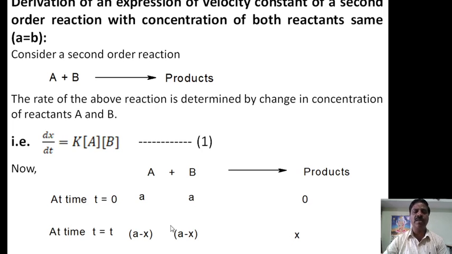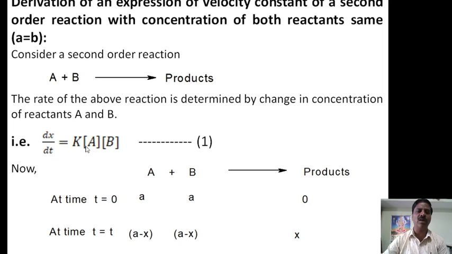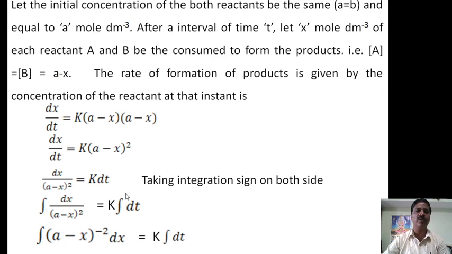This you have to explain. Therefore, after time t, the molar concentration of reactant A is a minus x and the molar concentration of reactant B is a minus x. We can write it this way. Otherwise, if you are writing it just in words, this is not required. If you write it this way, then it should be right. Therefore, you have to write this.